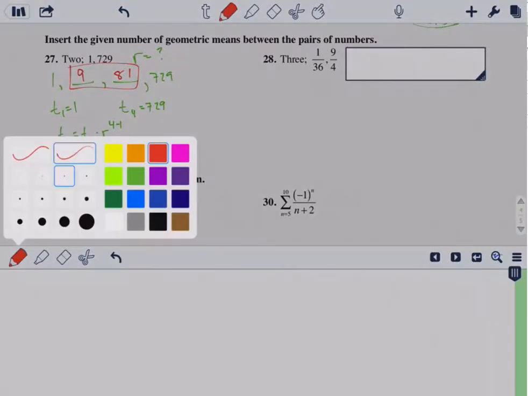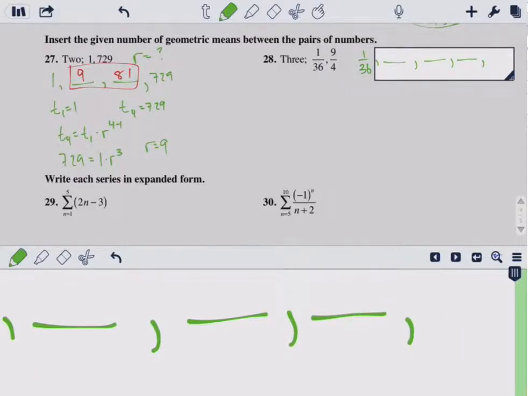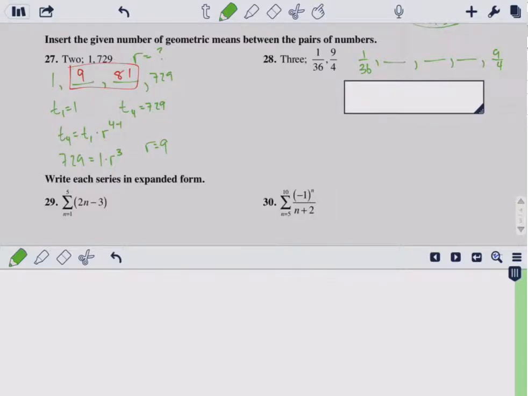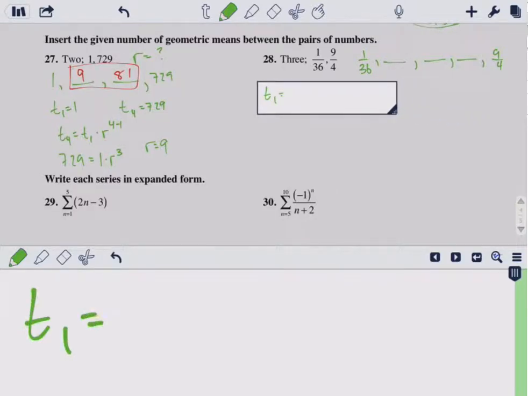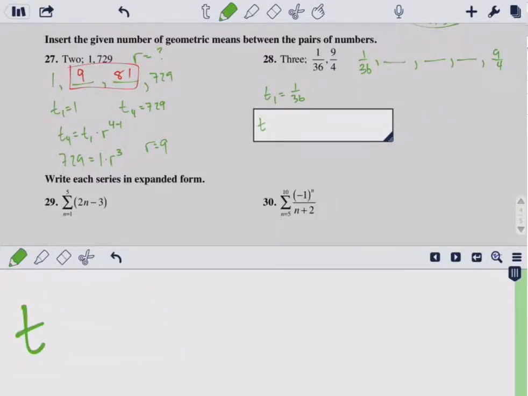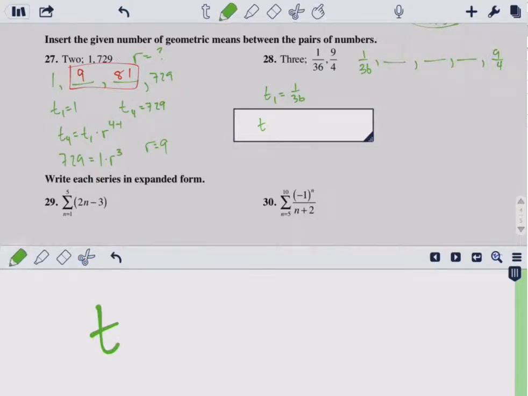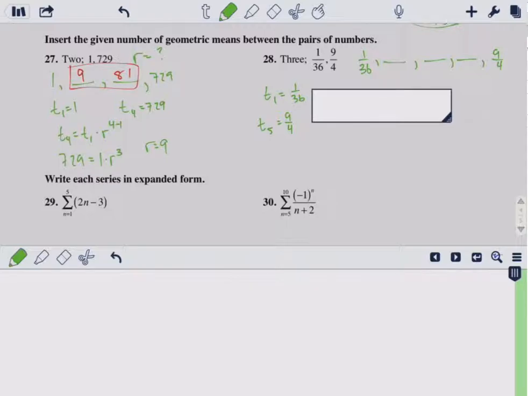Similar concept here. We're given 1 over 36. We want to find 3 geometric means between 1/36 and 9/4. So it tells me t sub 1 is equal to 1 over 36. It also tells me that, 1, 2, 3, 4, t sub 5 is equal to 9/4. And so t sub 1 is equal to 1 over 36, t sub 5 is equal to 9/4.